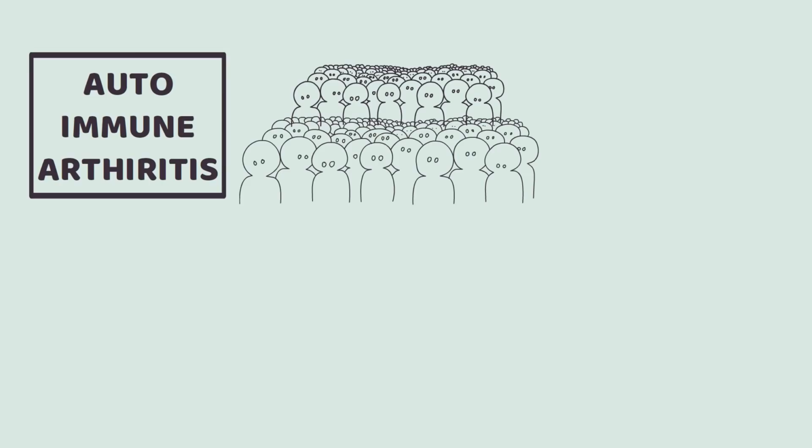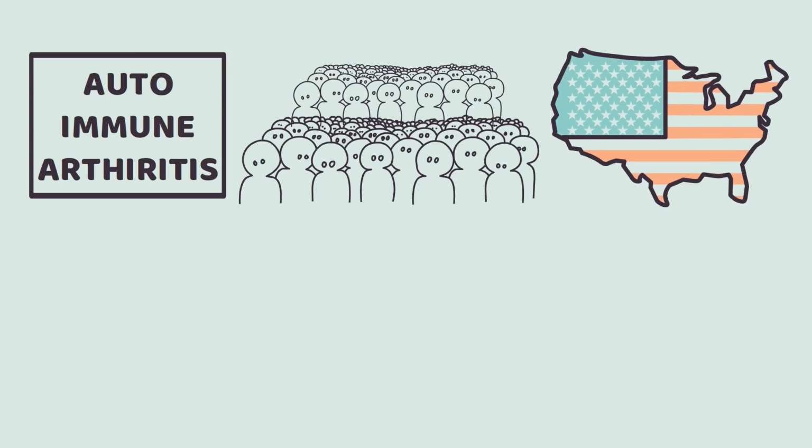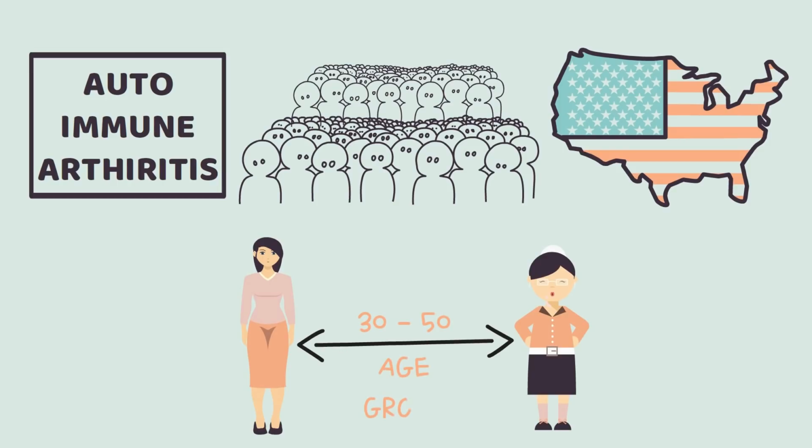Rheumatoid arthritis is the most common form of autoimmune arthritis. It affects more than 1.3 million people in America every year alone. The disease most often begins between the ages of 30 and 50. However, rheumatoid arthritis can start at any age. Rheumatoid arthritis is an autoimmune disease.